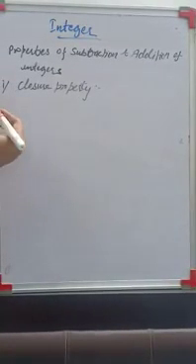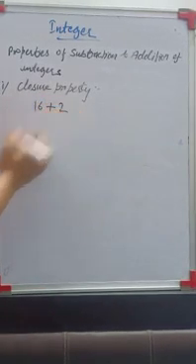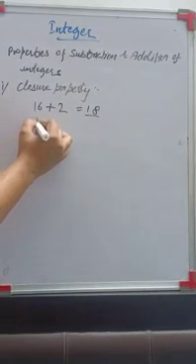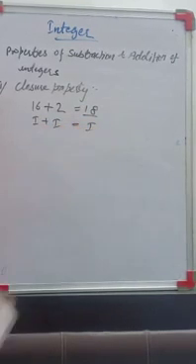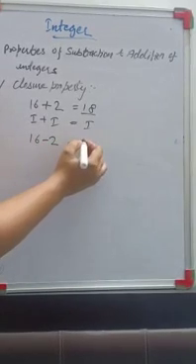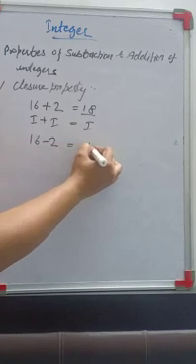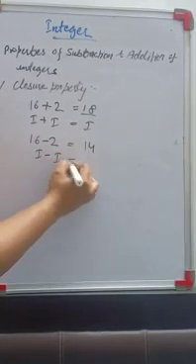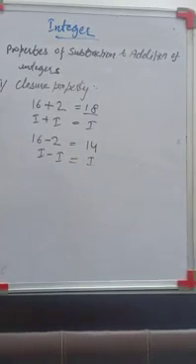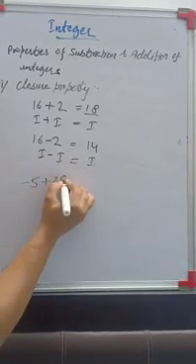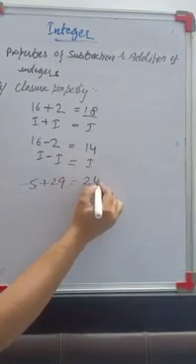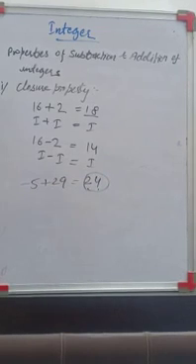To check it, for example 16 plus 2, I am adding two integers. What is the answer? 18. 18 is also an integer. That means when I add two integers, the result is also an integer. Now if I am subtracting two integers, 16 minus 2 is 14. So when subtracting integers, the result is an integer. Take for example minus 5 plus 29. The result is 24. The result is an integer. So it is the closure property.